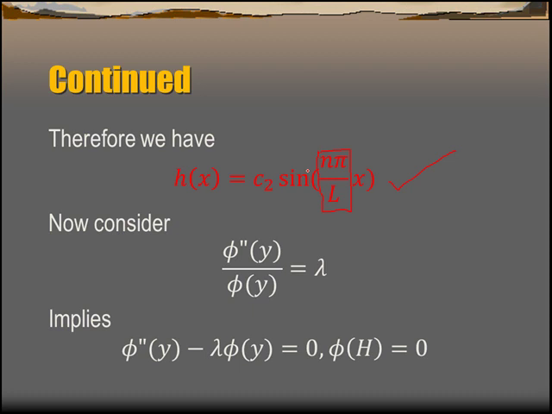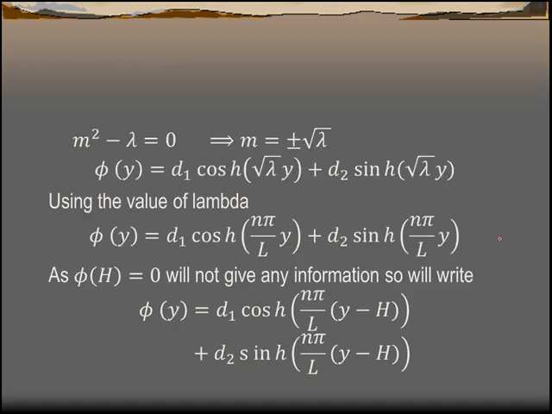Now we will consider the second part of the identity, which tells us phi double prime divided by phi is equal to lambda. This equation can be formulated in this shape: phi double prime minus lambda phi is equal to 0, and the only condition given with this equation is phi at h is equal to 0. Now we are trying to find a solution which satisfies this ordinary differential equation and this boundary condition, which is so much easy.